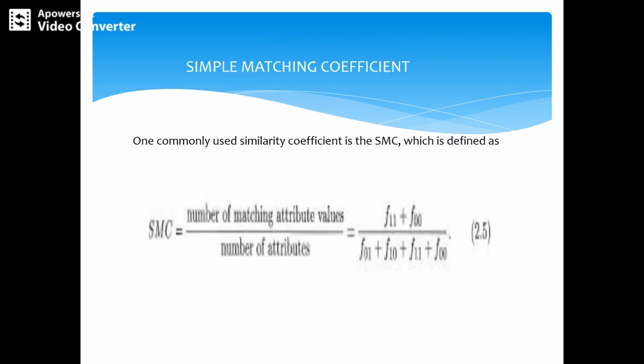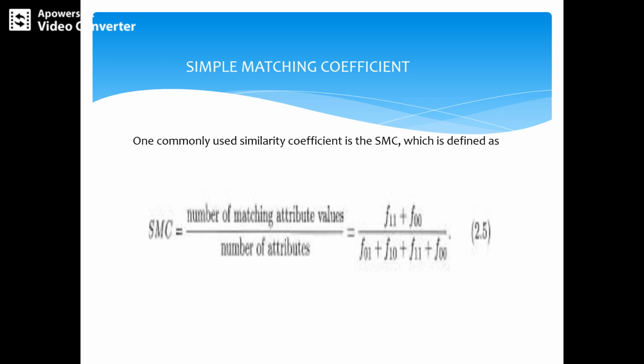So when we consider that, now we are going to have another coefficient. One commonly used similarity coefficient is called SMC, the simple matching coefficient. The simple matching coefficient is defined as the number of matching attribute values divided by the number of attributes.